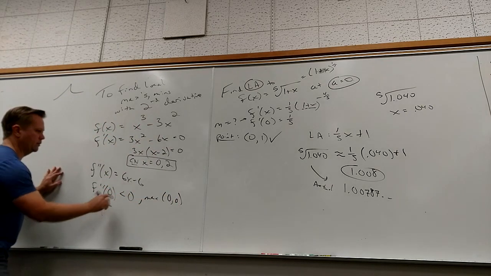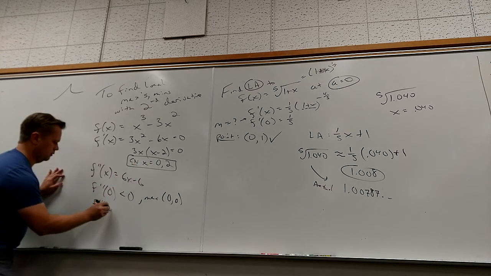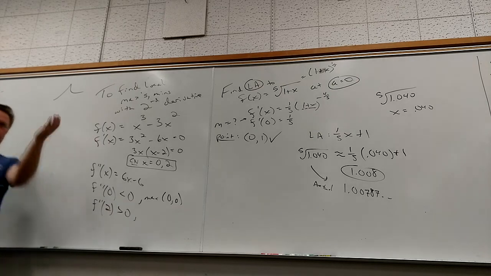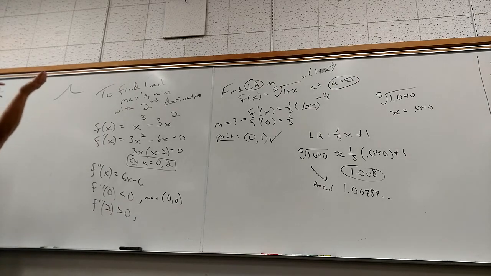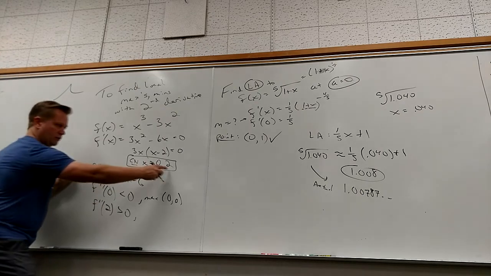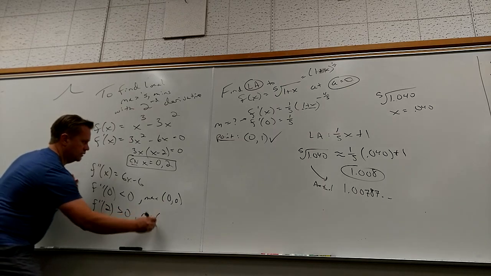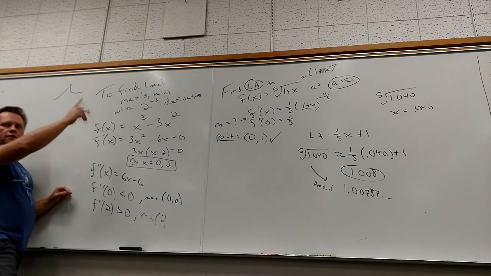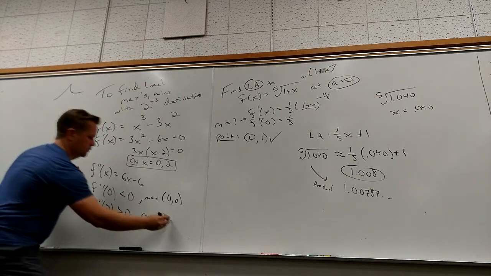And f double prime of 2: 12 minus 6 is greater than 0. So that means there's a min. Please let this make great sense. That's concave up. There's a min there, at the critical number, of course. So min at 2. 8 minus 12. Negative.